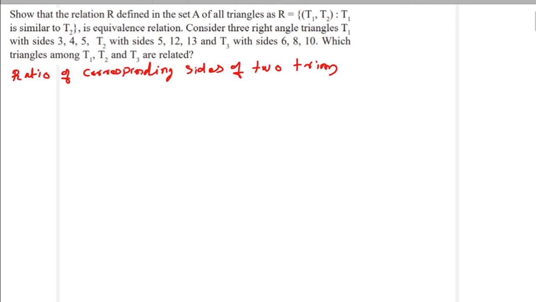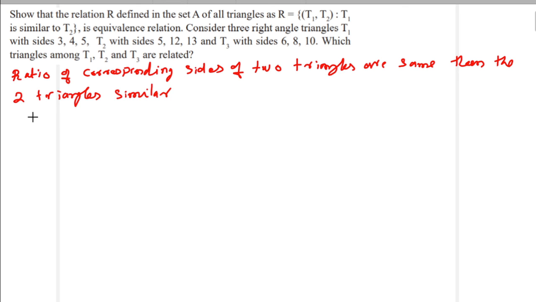Before that, we have one definition. Suppose the ratio of corresponding sides of two triangles are the same, then the two triangles are similar. If the ratio of corresponding sides are the same, then the two triangles are similar.